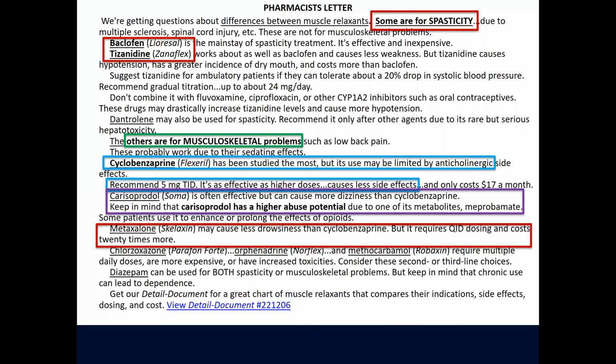I understand that this is a busy slide, but there's a lot of helpful information on here, and I know that the slides will be made available as a handout post this webinar. But it's important to recognize that there are really two distinct subclasses of skeletal muscle relaxants.